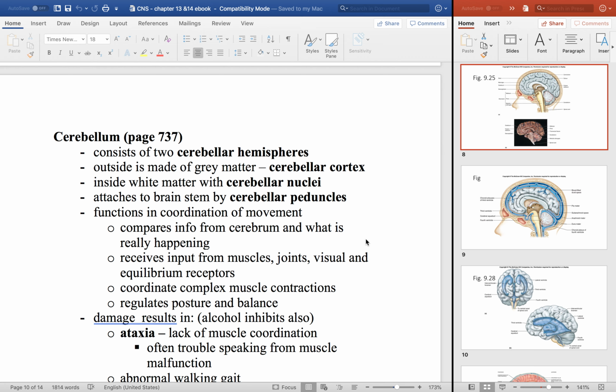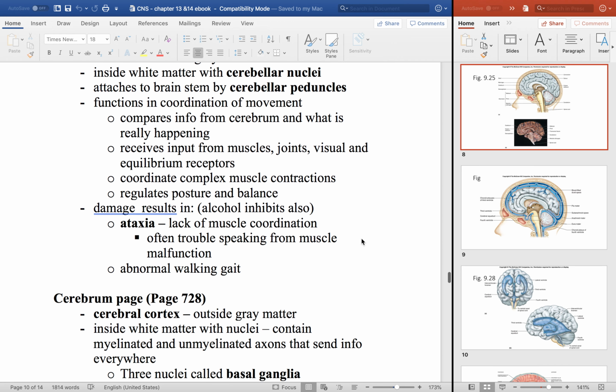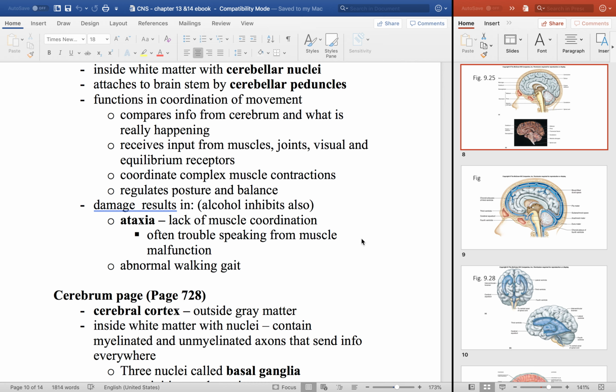It coordinates complex muscle contractions, such as doing things that are very complicated. It helps coordinate all of that. Plus, it does things that we do not think about, like regulates posture and balance. People that have damage in this obviously would not be very coordinated, and alcohol also mimics damage in these areas because it inhibits the coordination that the cerebellum does with the cerebrum.